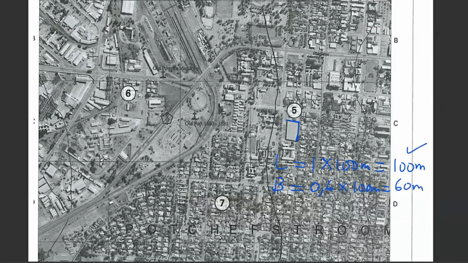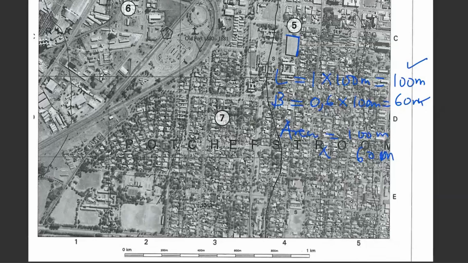So these are our real measurements of the swimming pool. It measures 60 meters by 100 meters. So finding the area, we are now saying the area is 100 meters times 60 meters, and this is going to give us 6,000 square meters. So this is our area of the swimming pool, 6,000 square meters.